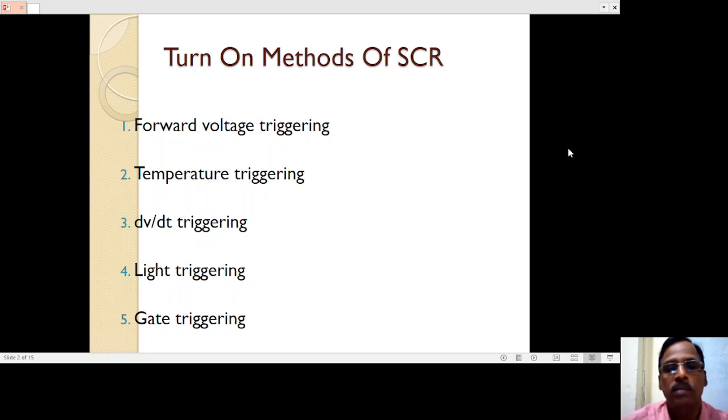Today we'll discuss different turn-on methods of SCR. We have already discussed what is SCR. It is a three-terminal, four-layer, three-junction device. Terminals are anode, cathode, and gate. SCR is a power electronic switch. We have to make it on. We have to turn on.